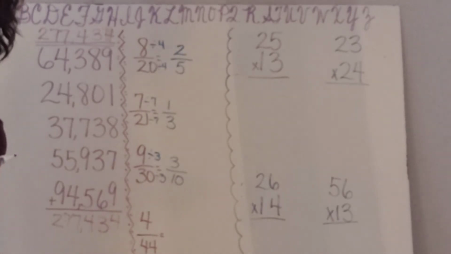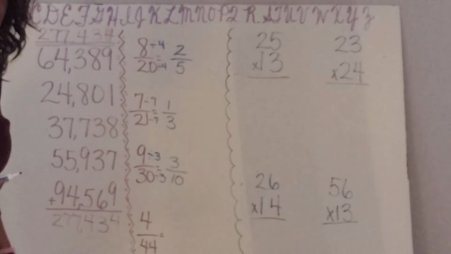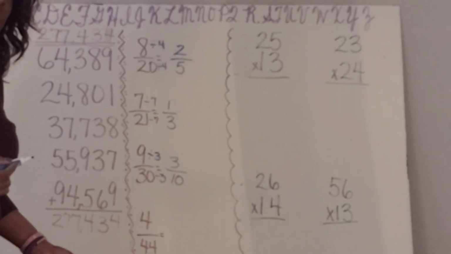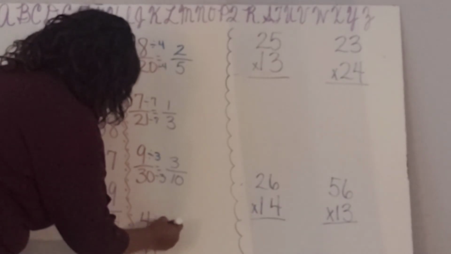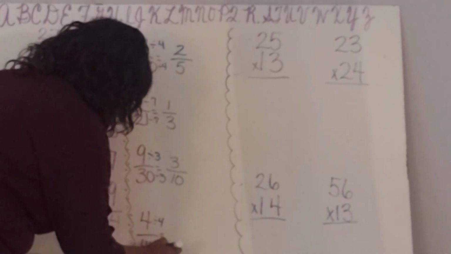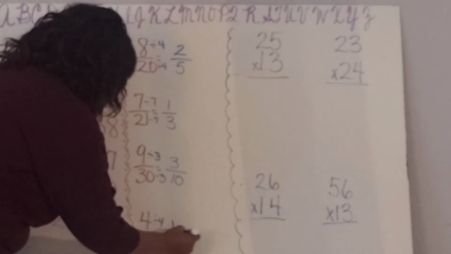Start with the numerator first. Can I divide 4 by itself? Of course. Can I divide 44 by 4? Oh, of course. Yeah, because 44 is just 4 double. So if I can divide by 4, then 4 by 4, then I should be able to divide 44 by 4. So what's it going to be?